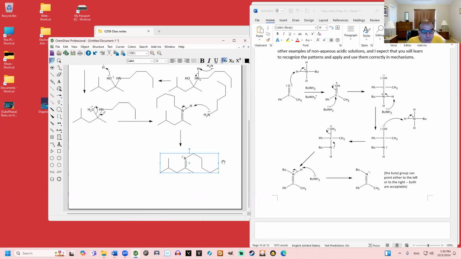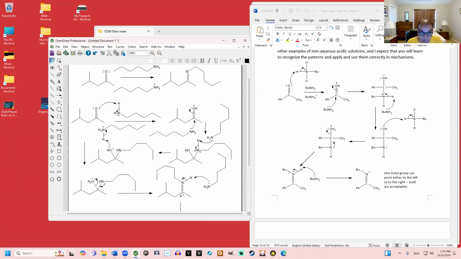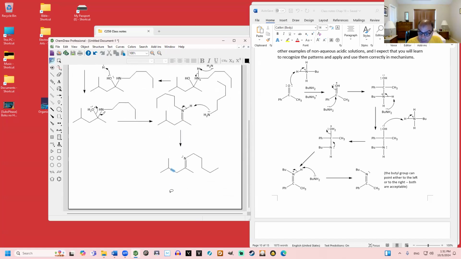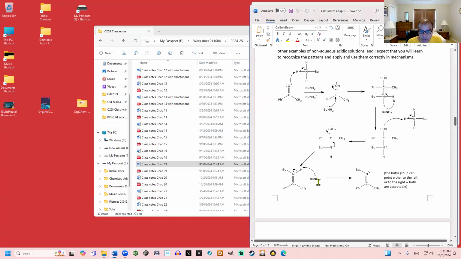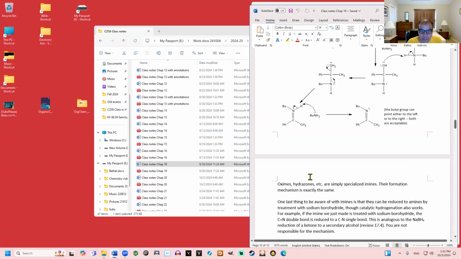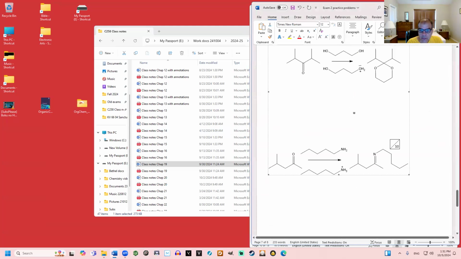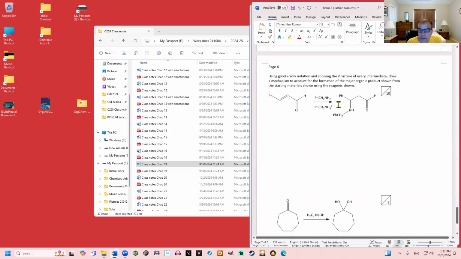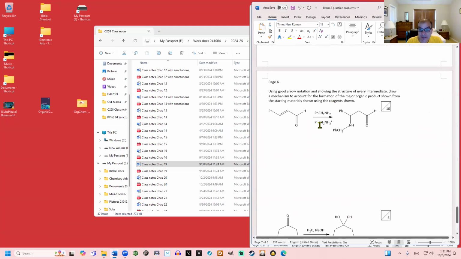And it doesn't matter which direction the pentyl group points. Here it's pointing to the left, here it's pointing to the right, doesn't matter. You'll get both. It's fine. So that's the mechanism of imine formation. And we just applied exactly what's in the class notes. I don't think we're done with mechanisms yet. Nope, we've got a couple more.